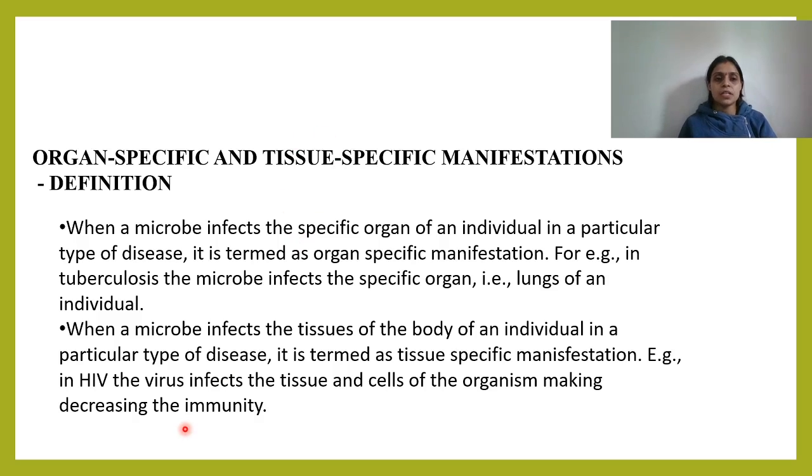As the name itself indicates, when a microbe infects a specific organ of an individual in a particular type of disease, it is termed an organ-specific manifestation. For example, tuberculosis. In that, the microbe infects a specific organ, that is, the lungs.